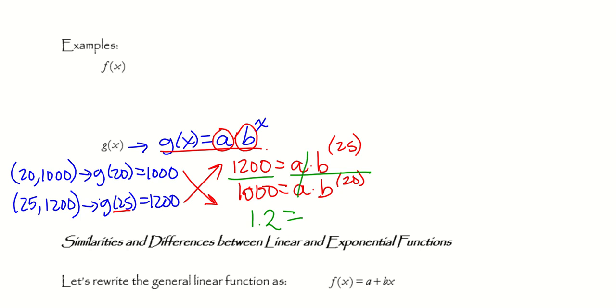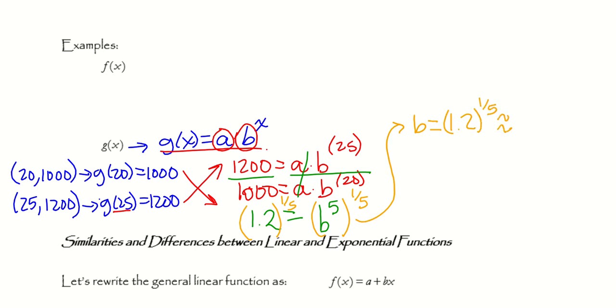My a's divide out, and I'm left with b to the 25 divided by b to the 20. And when I use my properties of exponents, I subtract those exponents and I get b to the 5th. Now to solve for b, we're going to raise both sides to the reciprocal of this exponent, so to the 1/5. And that gives me that b equals 1.2 to the 1/5, which is the exact value of b. If I plug that into my calculator, I get about 1.0371.